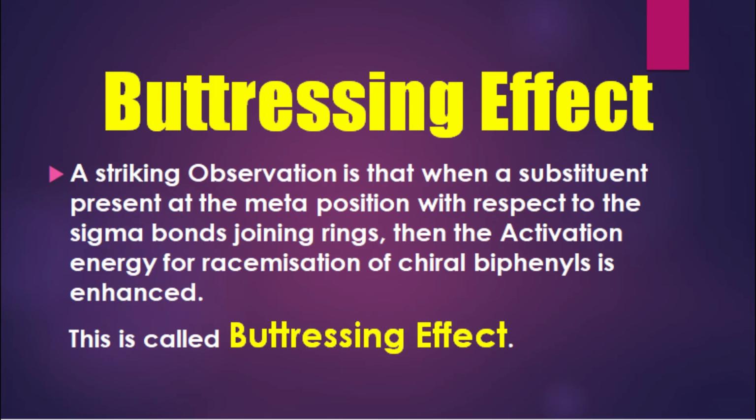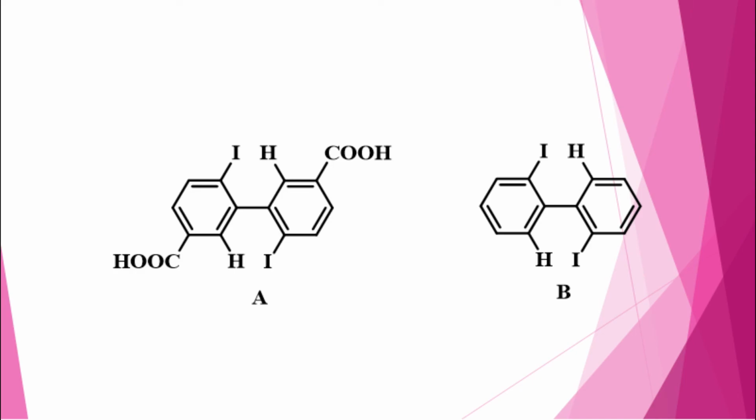You will understand better if I explain through an example. You can see there is a compound A and B, where B is a simple biphenyl where the ortho groups are iodine and hydrogen, and A is a similar biphenyl compound but at the meta position there is a carboxylic group. In the observation, compound A has significantly higher activation energy for racemization, above 21 kilocalories per mole higher than compound B. So compound A will have a lesser tendency to racemize than compound B. This is an important aspect as far as the stereochemistry of biphenyls is concerned.